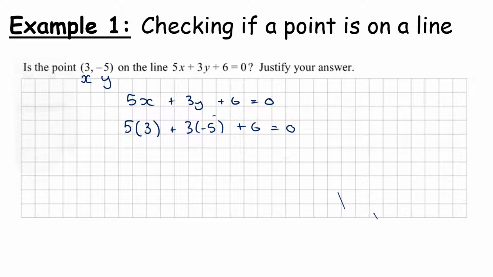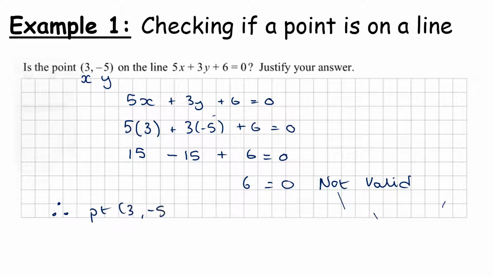So let's see what happens. We get 15 minus 15 plus 6 equals 0. So we get 6 equals 0. So because that's not valid, we are hopefully all okay with the fact that 6 does not equal 0. We will therefore say the point 3, minus 5 is not on the line.